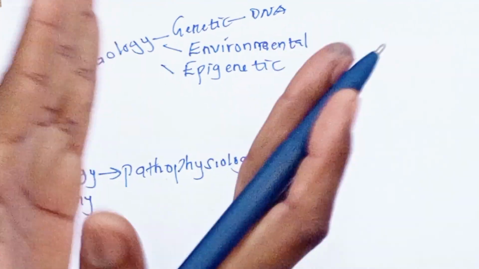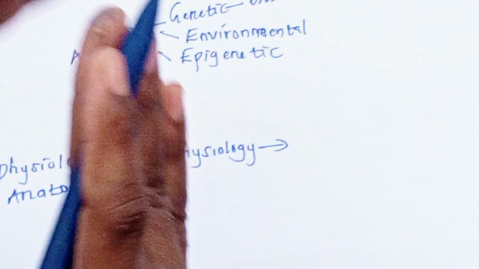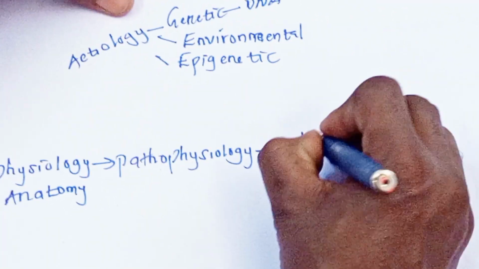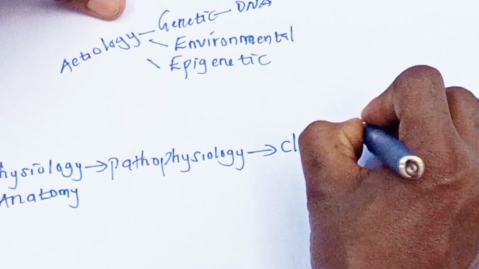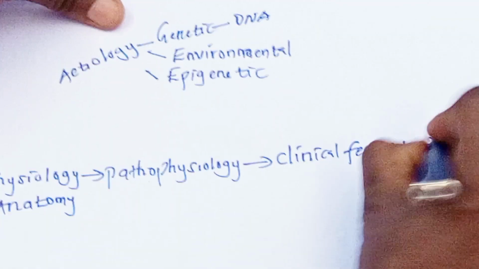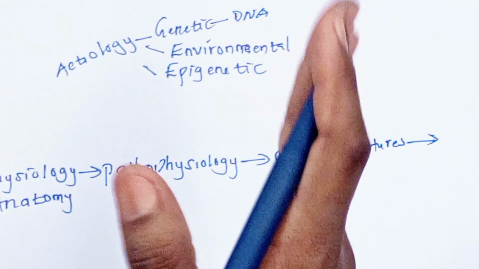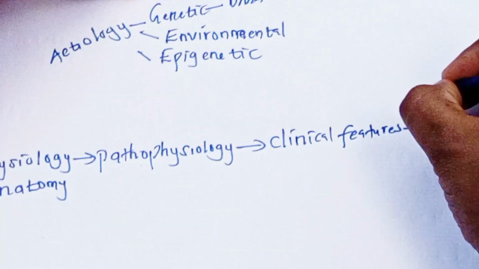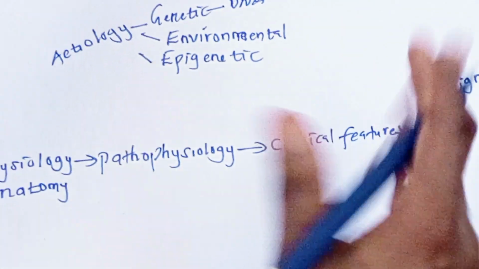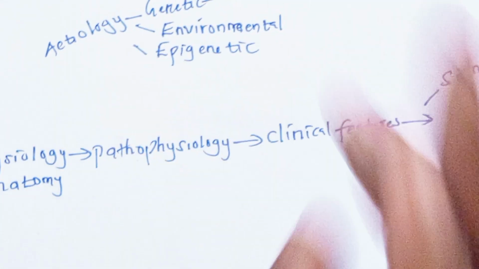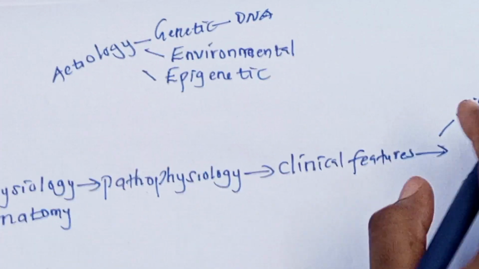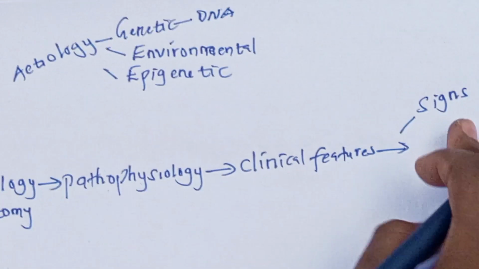So when a disease affects the body, there will be possible signs and symptoms. That is what we call clinical features. Clinical features are the signs and symptoms the patient complains of. For example, we have signs. Signs are the features, the clinical features, that we can detect from the patient's examination.